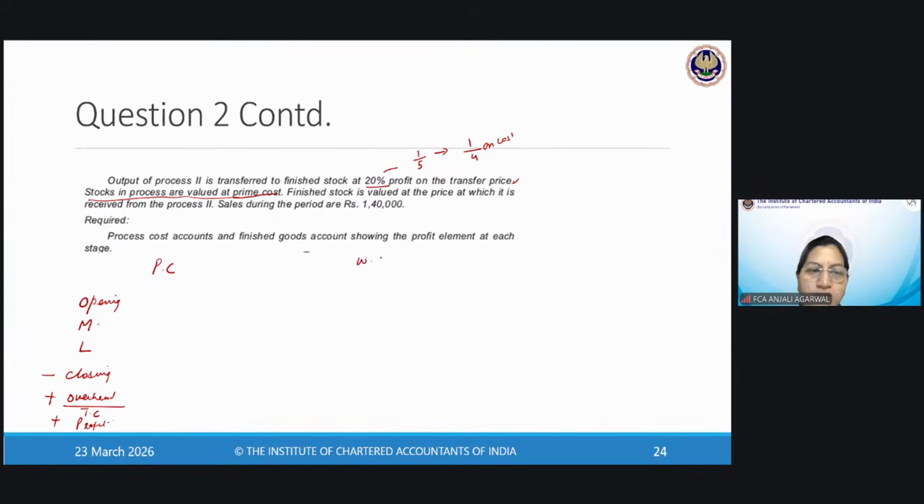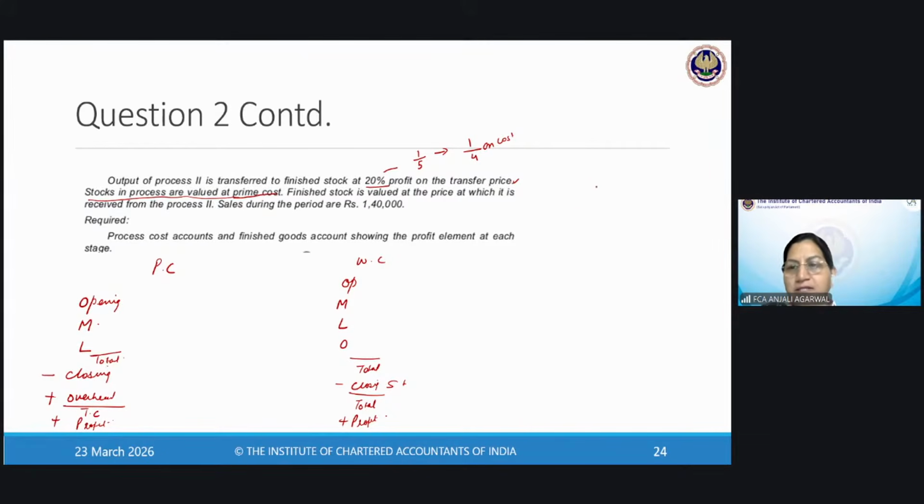Had it been on works cost, it would have been opening, material, labor, overheads. Then you would have got a total, then you would have subtracted closing stock, and then you would have got another total of goods transferred, and then you would have added profit. But here, first opening, material, labor, take a total here and then subtract the closing stock.